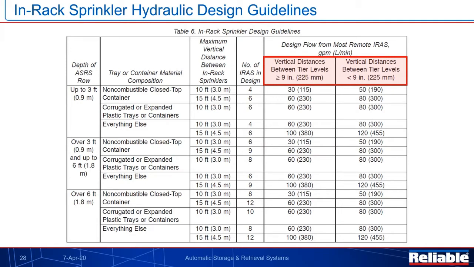And we'll see here that anything greater than 9 gets the lowest flow rate in gallons per minute. If we exceed 9 inches, or if we go lower than 9 inches, we need to increase the flow rate out of these sprinkler heads.